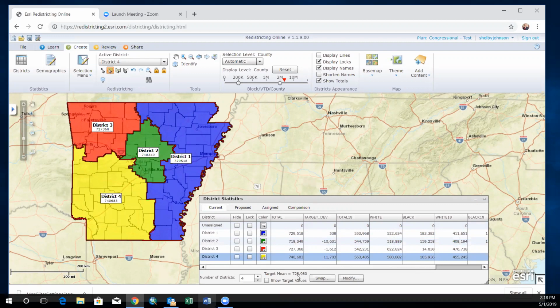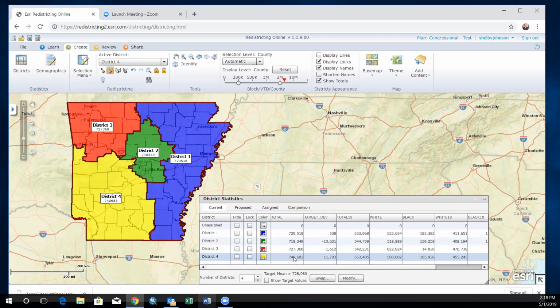In this example plan, the second congressional district is 10,000 population below the target. The first district is 538 persons above the target. The fourth district is 11,703 persons above the target. Because the fourth district and the second district are close but not on target, we need to swap population from one district to another.